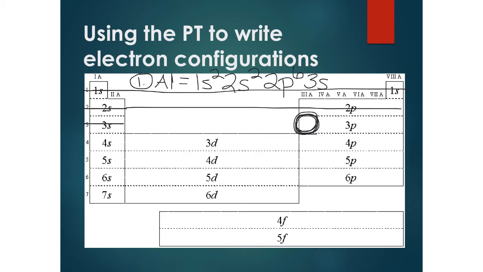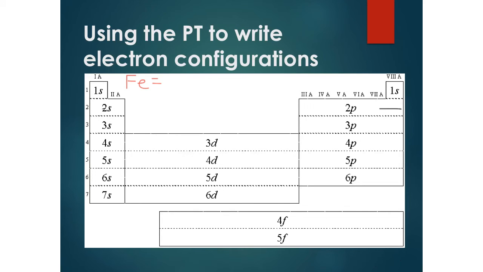3s, and S can only hold 2. Okay, we got 1 electron left, and that's going to go into 3p. Now P can hold 6, but we only have 1 electron, so we end with 3p1. So that's how we figure out the electron configuration for aluminum using the periodic table. And we still get the same information that we would have gotten from Regents. We have 2 electrons in the first shell, we have 8 electrons in the second shell, and we have 3 valence electrons in the third shell.